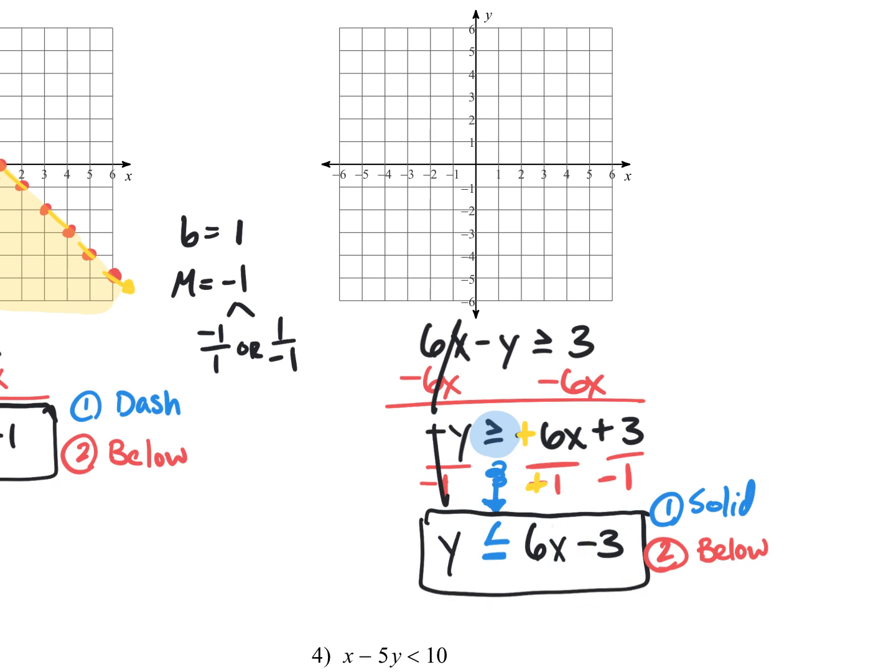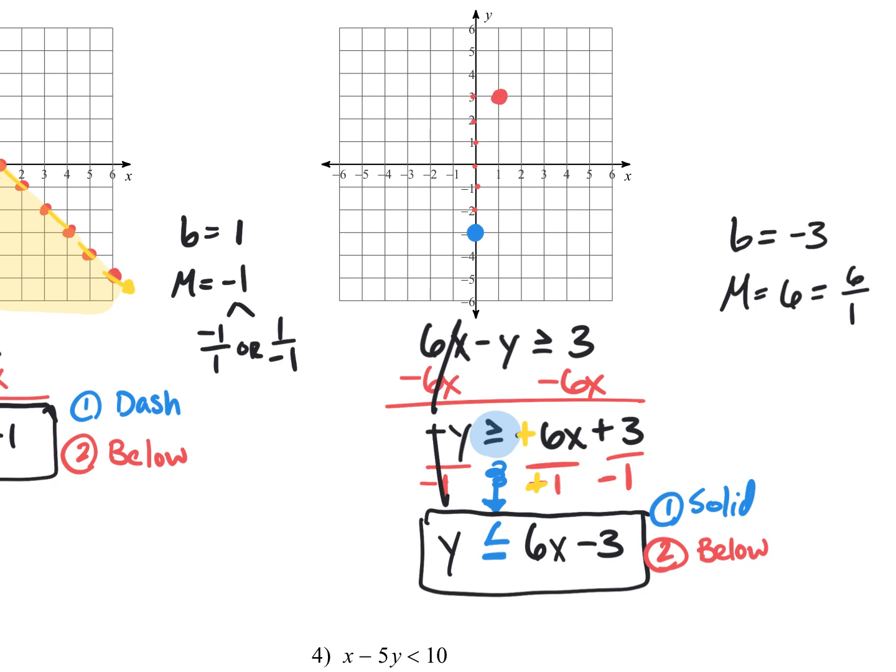Okay. So now that we've got that, we've got to figure out our b value and our m value so we can graph it. Well, our b value is negative 3. And our slope is 6, which is really 6 over 1. Let's graph these things. Your y-intercept is at negative 3. Your slope is positive 6 over positive 1. So you count up 1, 2, 3, 4, 5, 6 over 1.